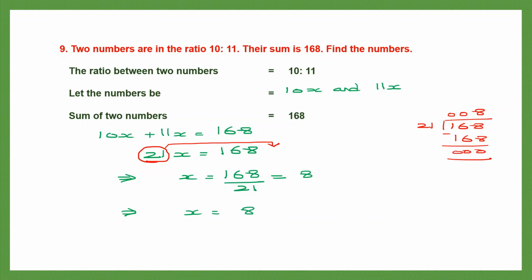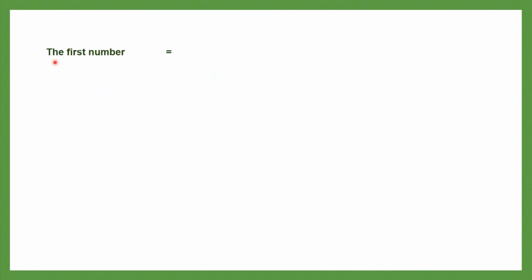Now we have to find the two numbers. Remember we said let the numbers be 10x and 11x. Now we are going to find with the help of x, which is 8. So the first number is 10x, which is 10 into x. And 10 into x means 10 into, what is the value of x we found out? 8. So 10 into 8 is 80. So we have found the first number. The first number is 80.